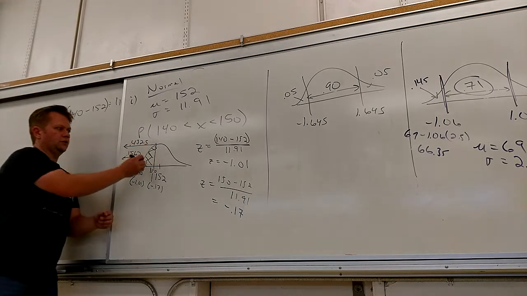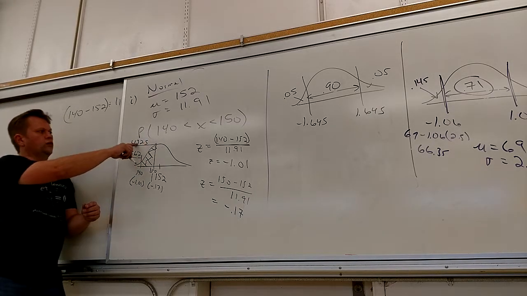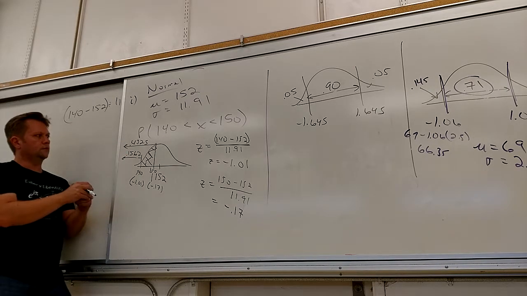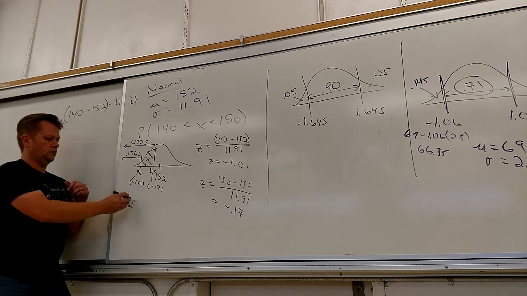So then how do I find the answer? How do I find that area between? Subtract those. Alright, so whatever that subtraction is, 0.2763.